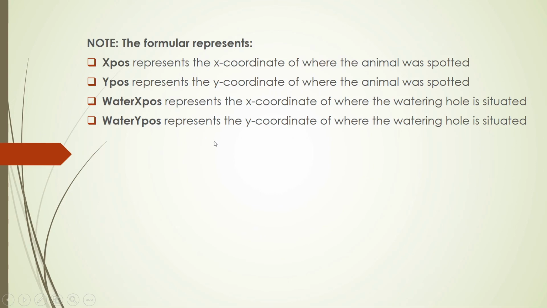The formula represents x pos represents the x coordinate of where the animal was spotted. Y pos represents the y coordinate of where the animal was spotted. Water x pos represents the x coordinate where the watering hole is situated. Water y pos in the formula represents the y coordinate of where the watering hole is situated.